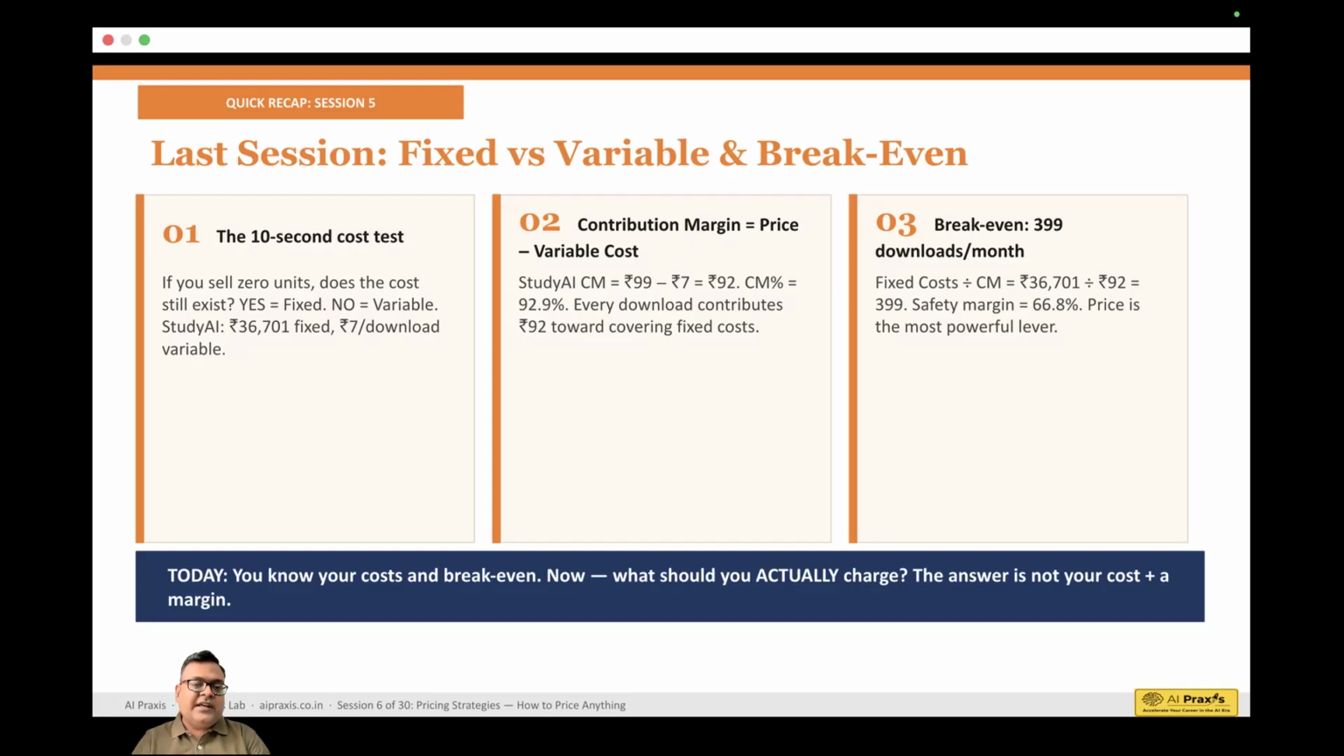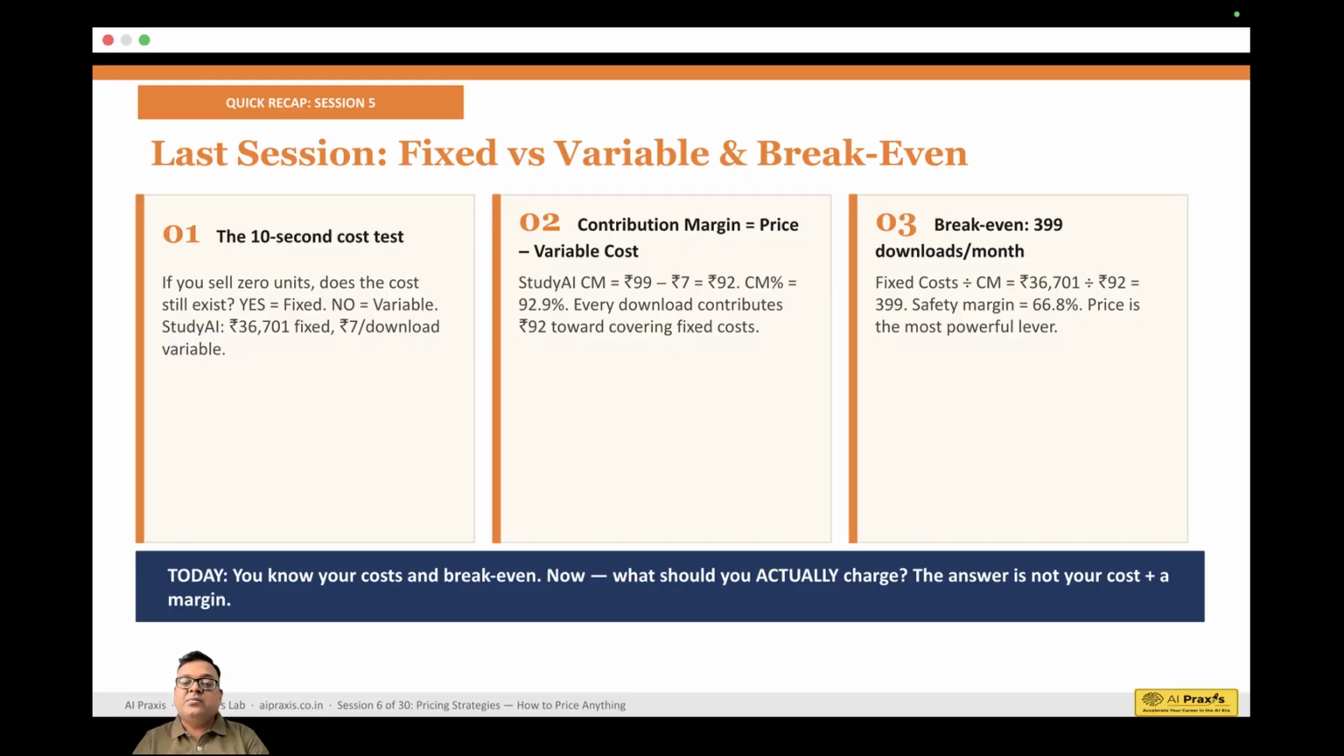So the first thing that we actually learned was the 10-second cost test. And for that, you just need to ask one question. If you sell 0 units, does the cost still exist? And if you get an answer as yes, then it's fixed. But if you get an answer as no, then it's variable, right? In case of Study AI, it was 36,701 rupees, which was fixed. And per download, that was a variable cost, was 7.